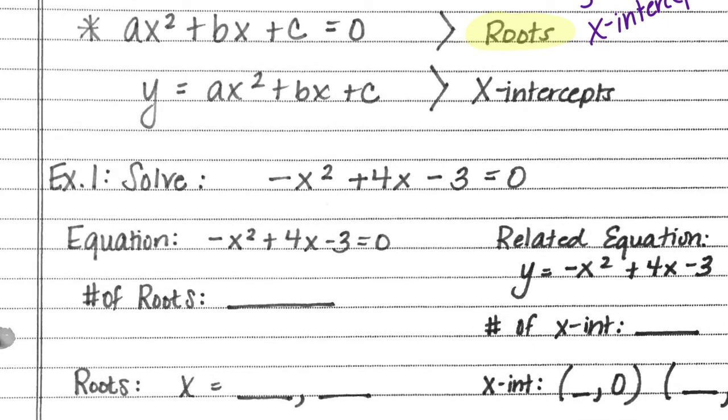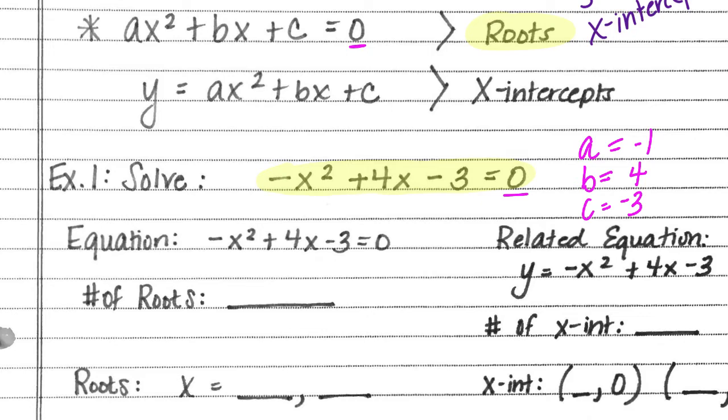The first thing we know is that the equation is negative x squared plus 4x minus 3. While we're here, let's go ahead and name the a and the b and the c. The a is what? Negative 1. The b is a positive 4. The c is a negative 3. So notice when it's equal to 0, they're saying, hey, these are the roots. These are the solutions or the x-intercepts.